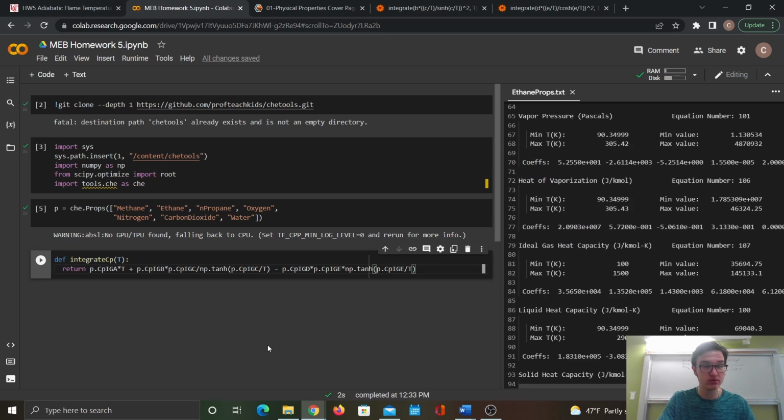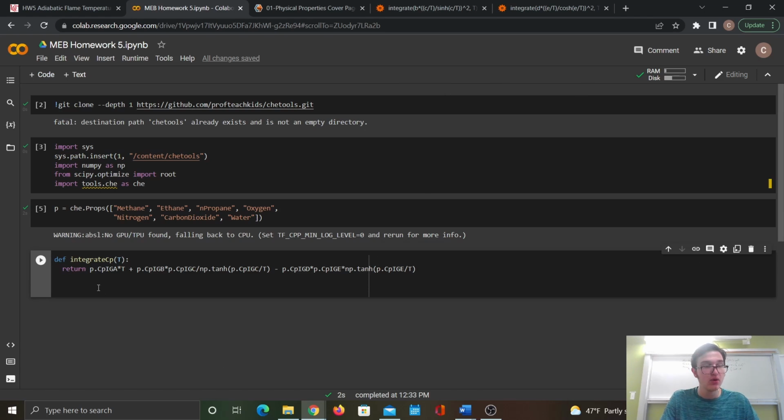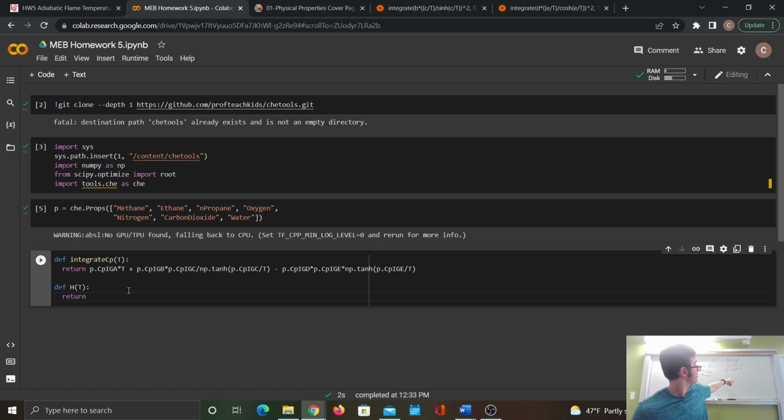So that should be good. We now have our integral function created and returned, so it'll give actual values. Now we want to define another function, call it h of t. This is just looking for the enthalpy. We want it to return, and if we look here, the integral at temperature 2 minus the integral at temperature 1 plus the enthalpy, or heat of formation, at state 1.